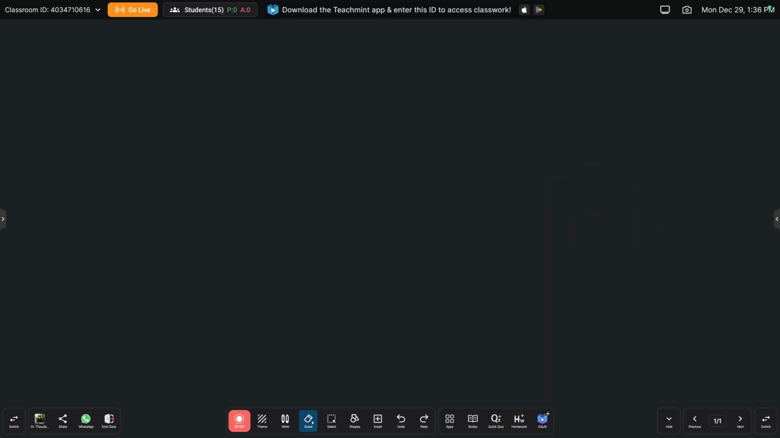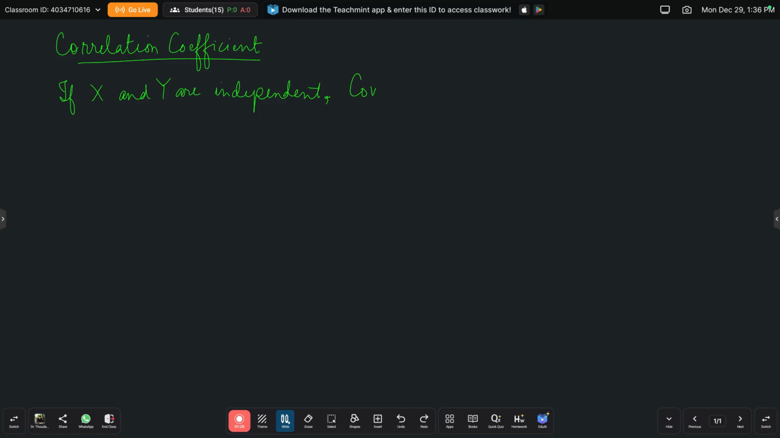Anyway, correlation coefficient. If x and y are independent random variables, then covariance of x, y is 0. Independent.